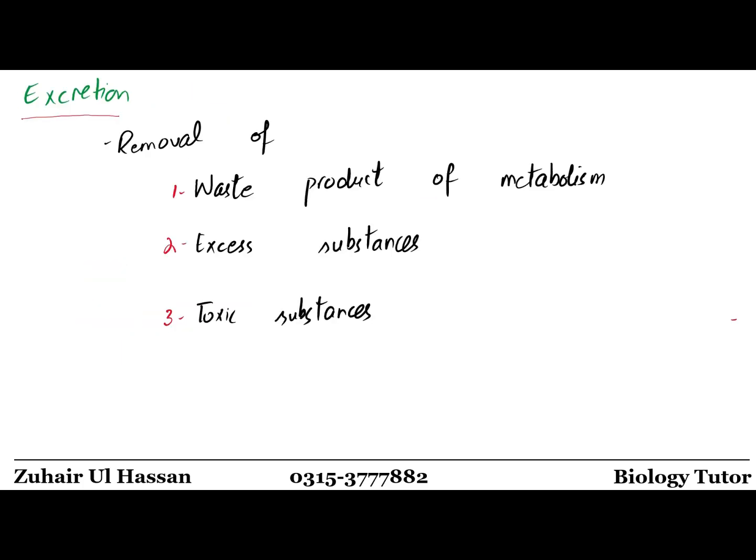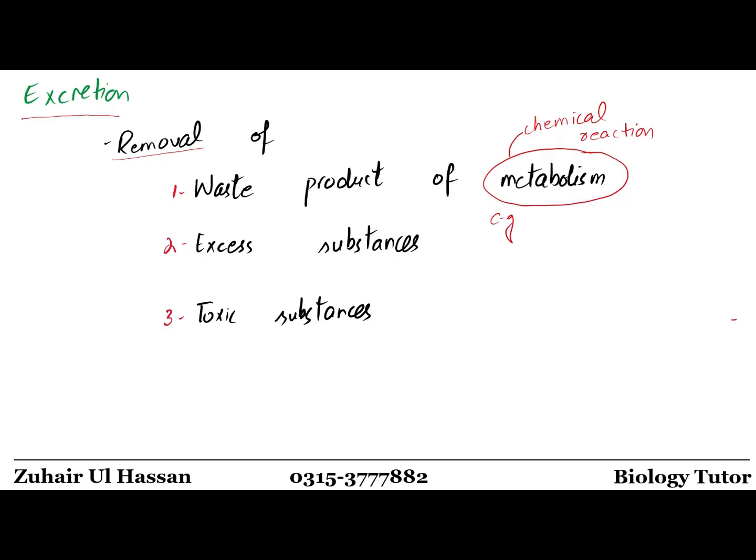Excretion. There are three things that are removed by the process of excretion. Number one is the waste products of metabolism. Metabolism is the chemical reactions that are going on in the bodies of living organisms. So waste products of chemical reactions are removed by the process of excretion.